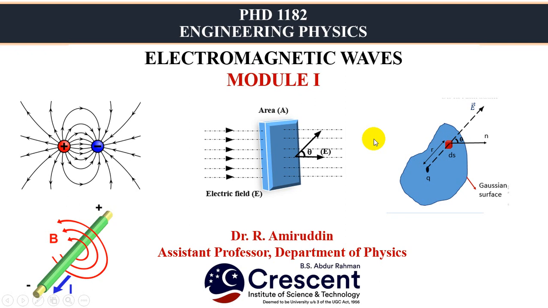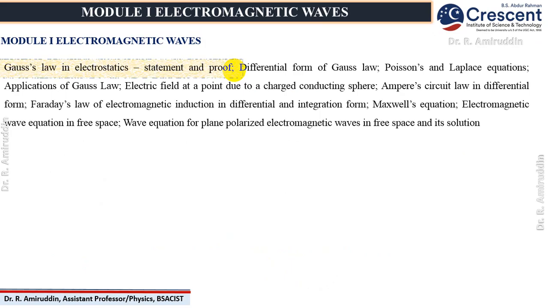Dear all, welcome. The topic which we are going to discuss today is electromagnetic waves, Module 1 for the course PHD 1182 Engineering Physics. This will be the overview of the course or the syllabus. We will start with Gauss Law in electrostatics, and its differential form will be discussed. The Poisson and Laplace equations will be discussed, and slowly we will discuss Ampere's circuit law, Faraday's law, and finally we will end up with Maxwell's equations.